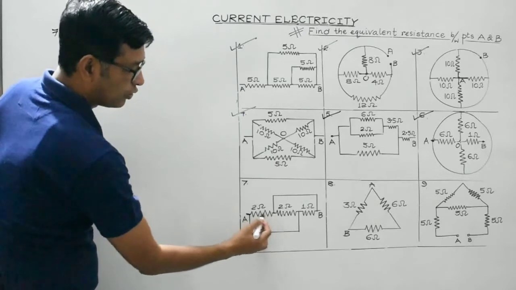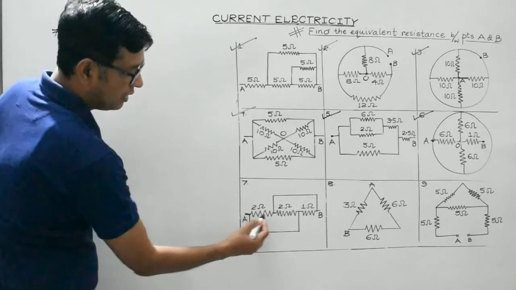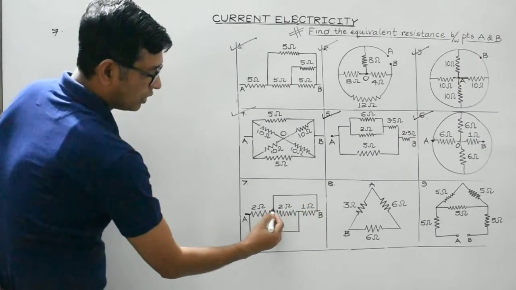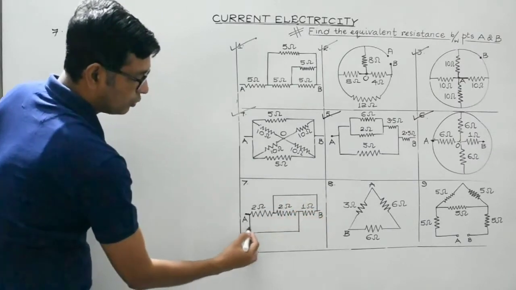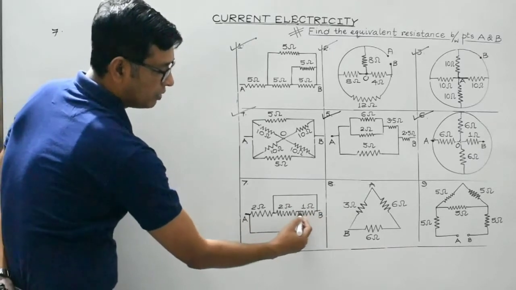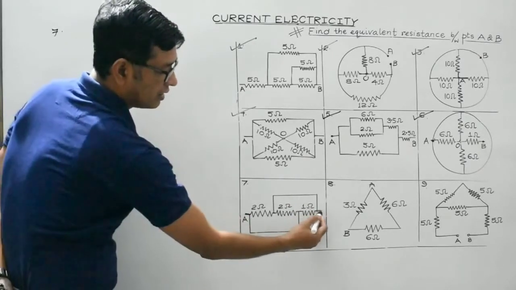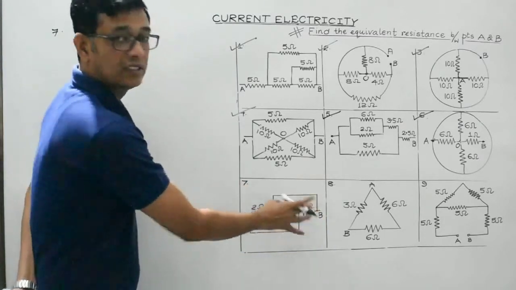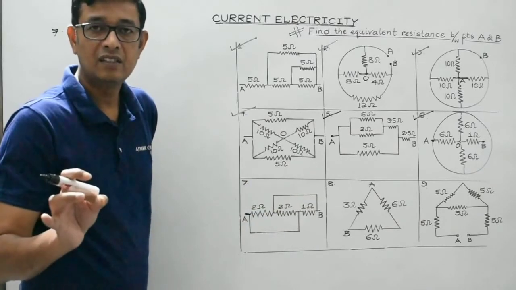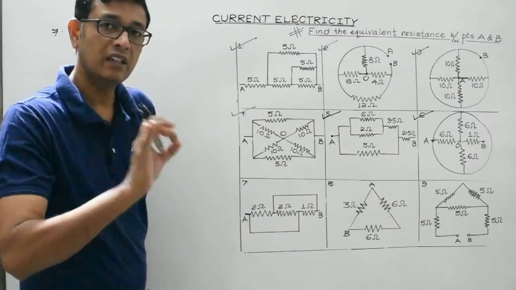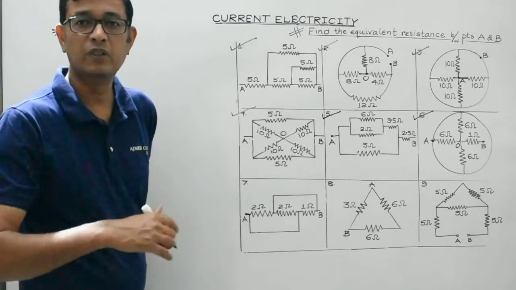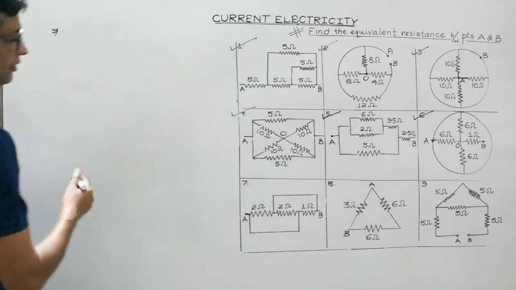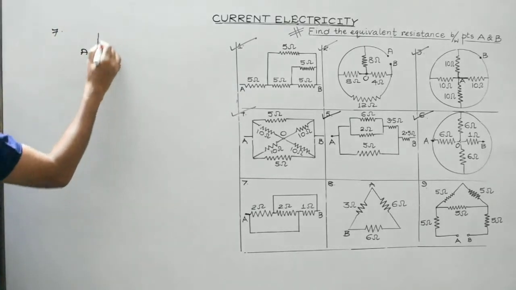So consider this resistor of 2 ohm. One end is connected to point A, the other end is connected to point B. Consider this 2 ohm. Its one end is connected to point B and the other end is connected to point A. Consider this resistance of 1 ohm. Its one end is connected to point A, the other end is connected to point B. So what I mean to say is that all the 3 resistances are connected between the same 2 points A and B. And as per the concept, these three must be connected in parallel, isn't it? Therefore, the equivalent circuit would be like this.